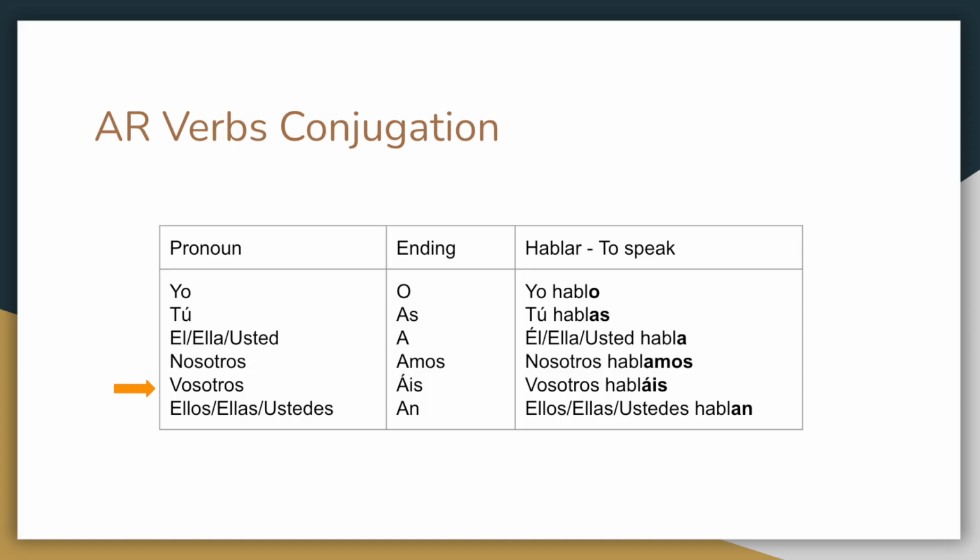The next one is vosotros, which means you all. And this one's ending is áis. So again, replace the AR with the ending. So hablar becomes habláis. So it's vosotros habláis. And the last set of pronouns are ellos, ellas, and ustedes, which again, those three all have the same ending, which is an. So again, you replace the AR with the ending, so hablar becomes hablan. So it's ellos hablan, ellas hablan, or ustedes hablan.